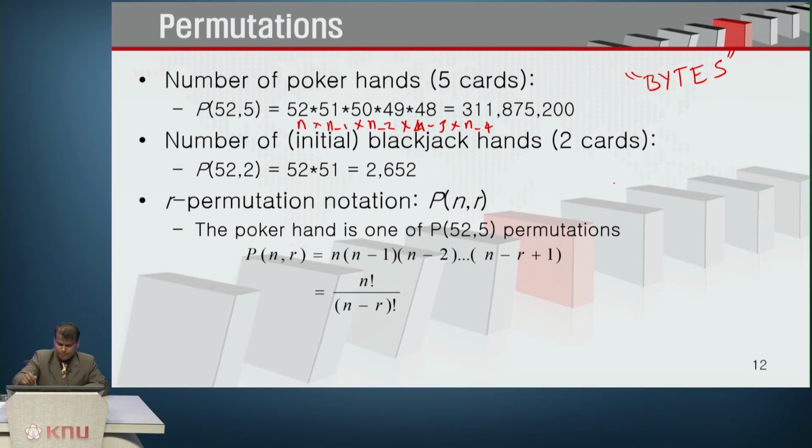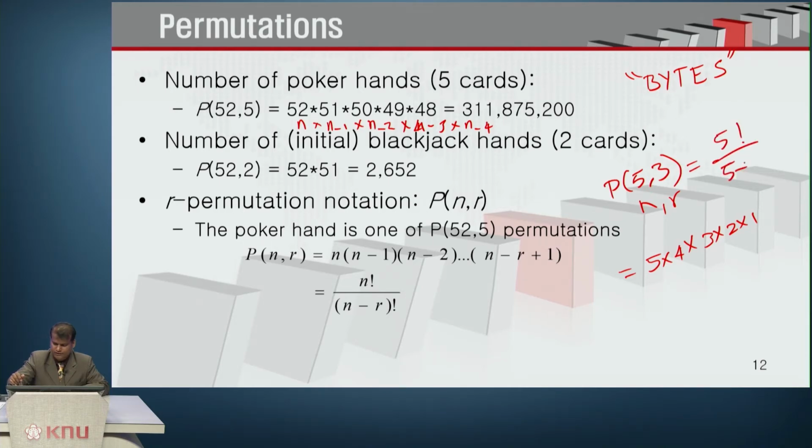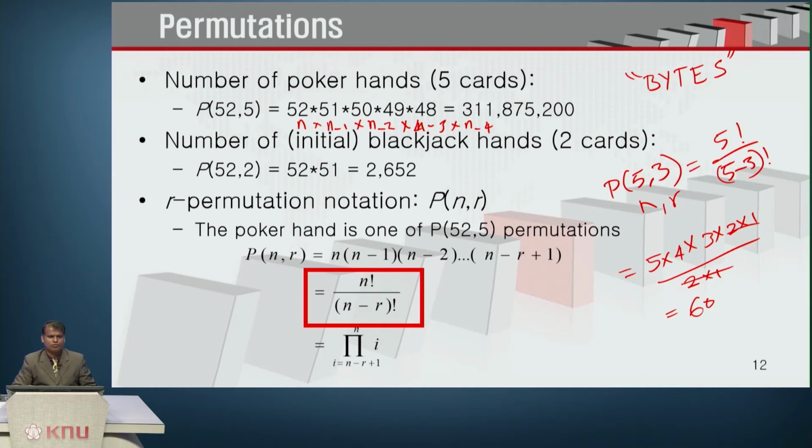So that is P(5, 3), because it has 5 letters, which is n, and r is 3, because we are going to choose 3 letters from this word. That would be 5 times 4 times 3. It is like 5 factorial divided by 5 minus 3 factorial, which is 2 times 1. So the answer would be 60. This is the basic formula that we have: n factorial divided by n minus r factorial.